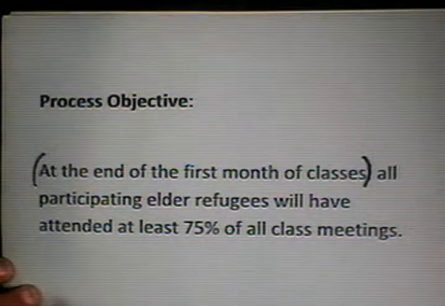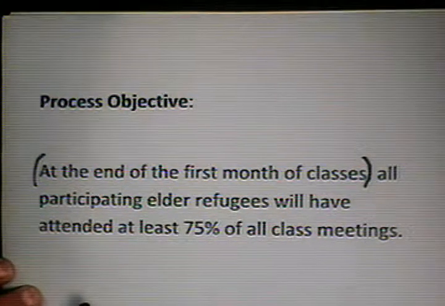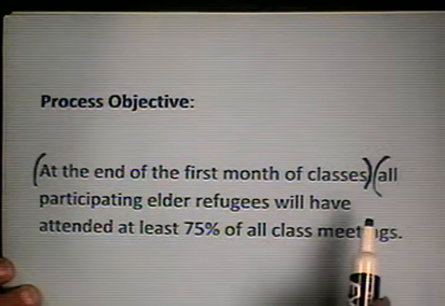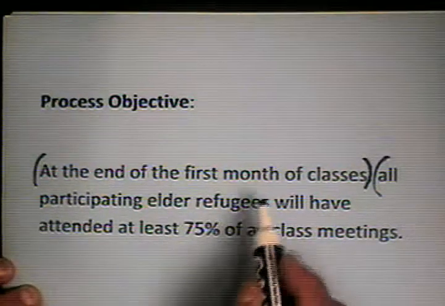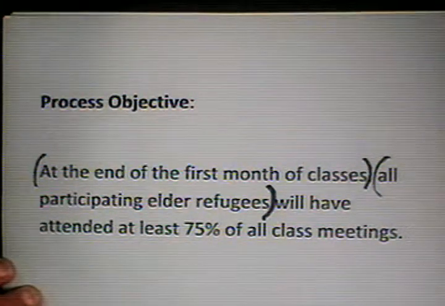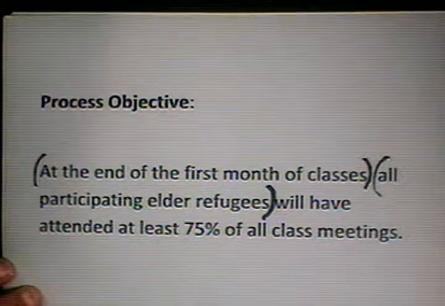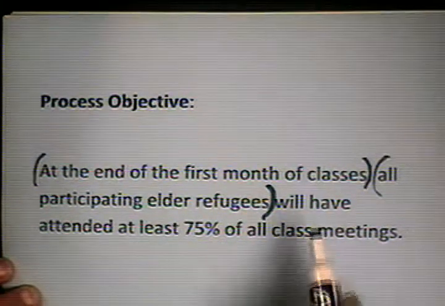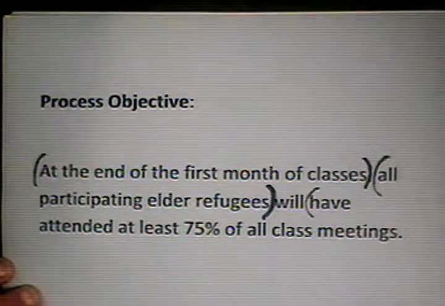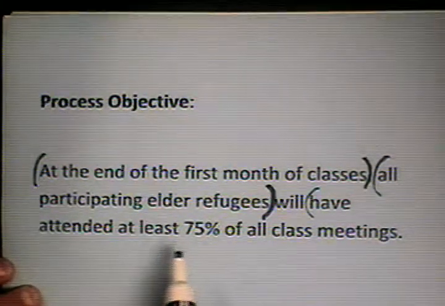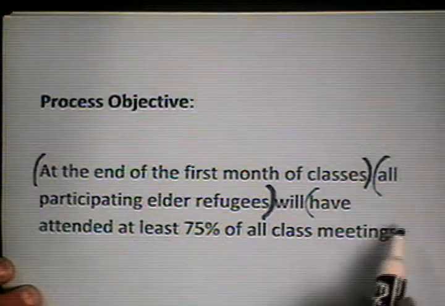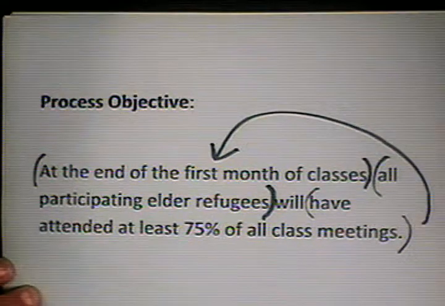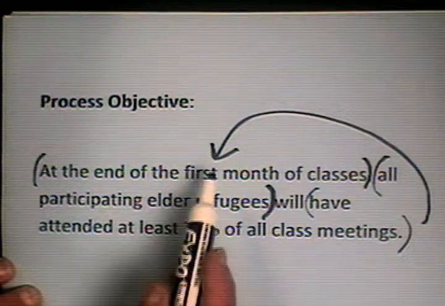Next, I want to look and see if I have here reference to the clients, the client-centered aspect of the objective. And I say all participating elder refugees, so indeed we do have client-centered, and then will blank. Here's where we want to refer to client behavior in measurable form. So in this example, I'm saying that the clients will have attended at least 75% of all class meetings. Now that has a context, and that is within the first month. So have attended 75% of all class meetings within that first month.